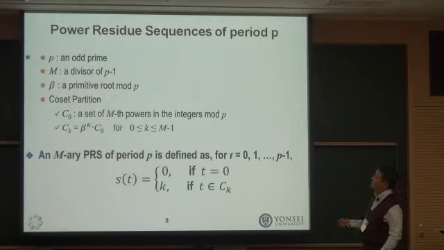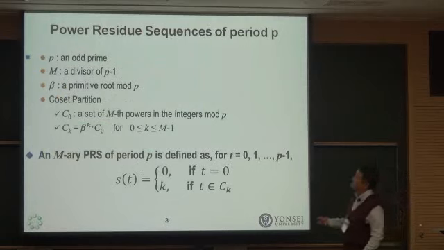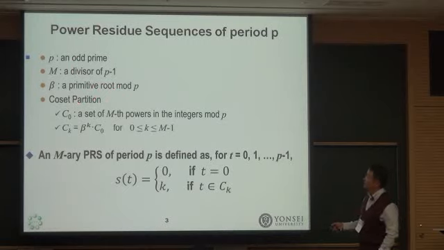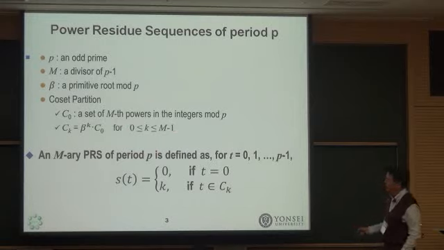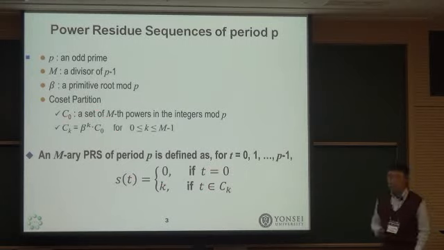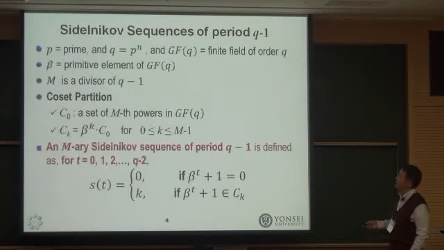Given a prime P, a divisor M of P-1, and a primitive root mod P, we partition the set of integers mod P into cosets of the subset of mth powers, and then define a sequence to be either 0 when t is 0, because that doesn't belong to any of the cosets, and to be the number k when the index t belongs to the coset C sub k. It's very simple.